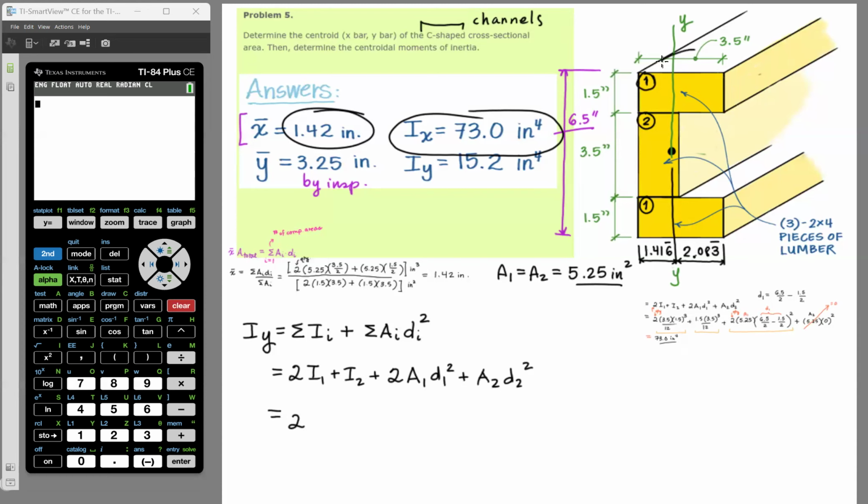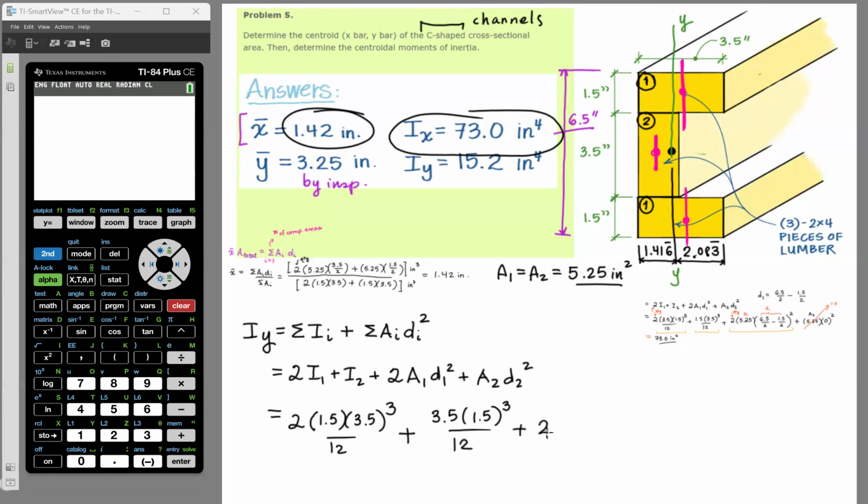All right, moment of inertia of shape 1 about its own parallel axis. So here is the centroid, and there is that parallel axis. So I'm going to do BH cubed over 12, base of 1.5, height of 3.5, cubed, divided by 12. Next term, I sub 2. There is the centroid of shape 2. There is its parallel axis. Base is 3.5. Height is 1.5. Don't forget to cube it, all divided by 12.